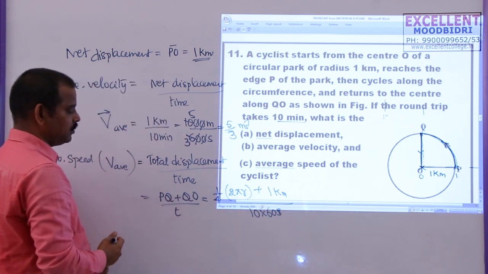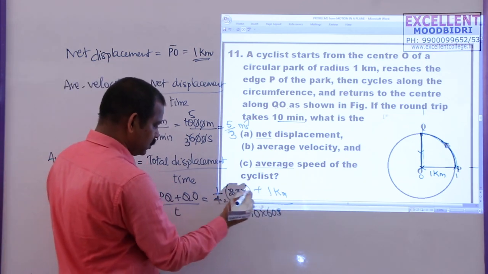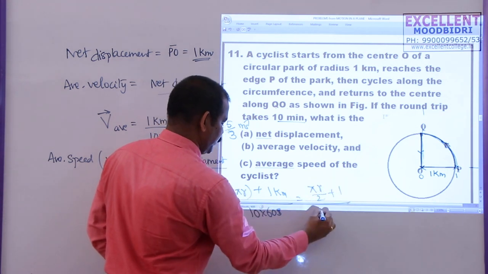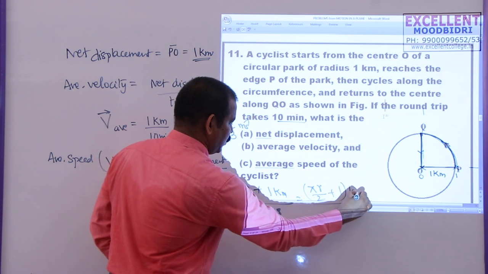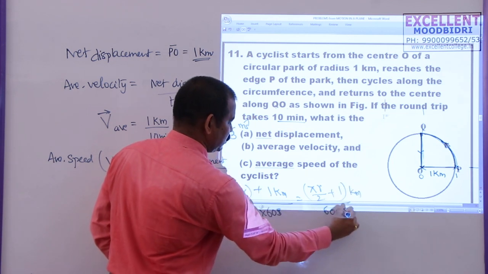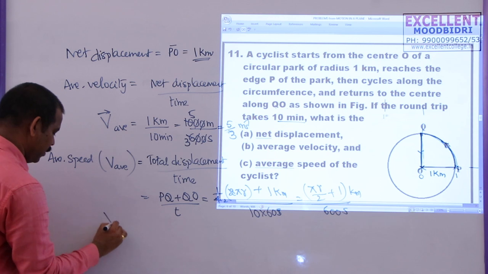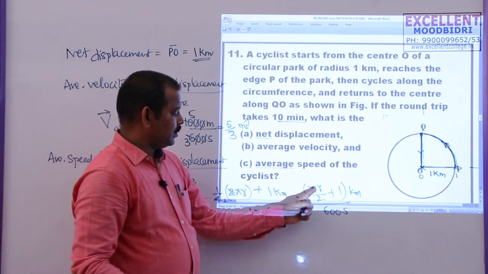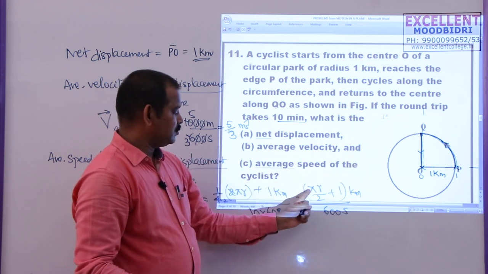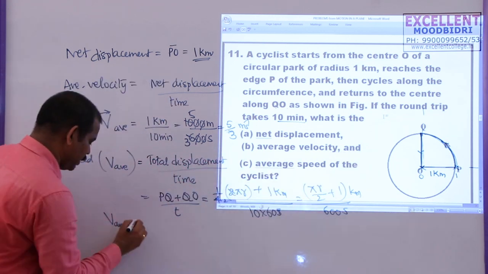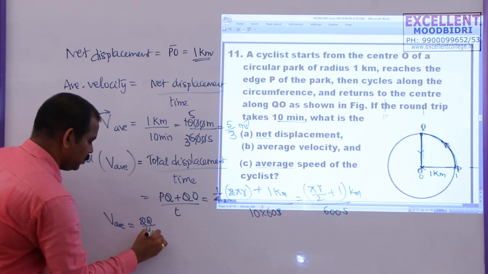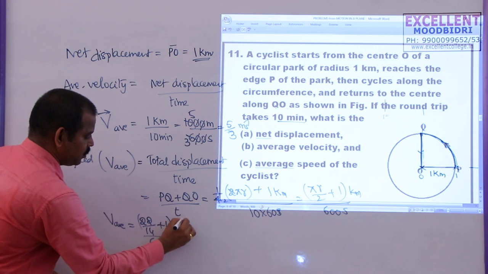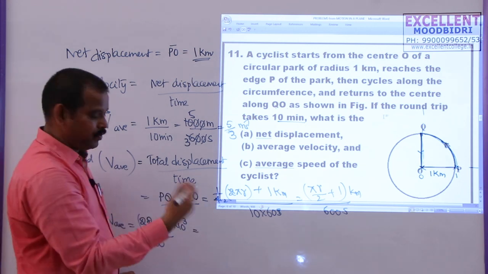So let me take 10 into 60. Now this 2 and 2 get cancelled. This is pi r by 2 plus 1, all in kilometers, divided by 600 seconds. So the average speed is given by pi value 22 by 7, r value 1 kilometer. This will be 22 by 7 by 2, that is 22 by 14, plus 1, by 600 into 10 power 3, because kilometer has to be converted to meter.